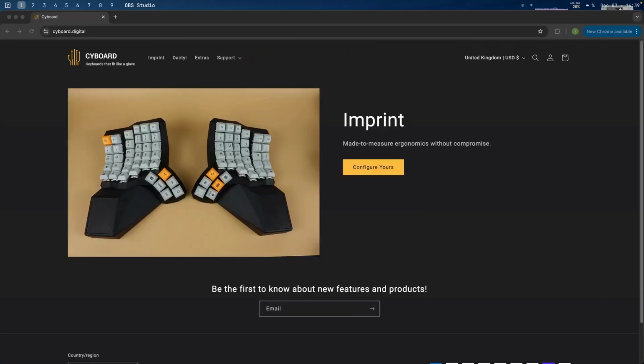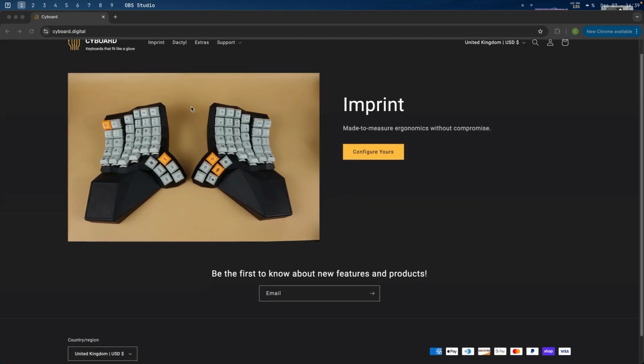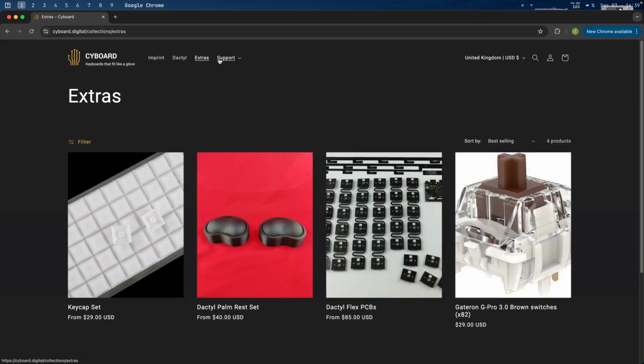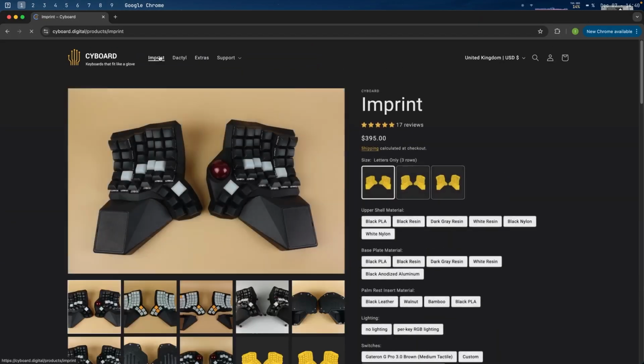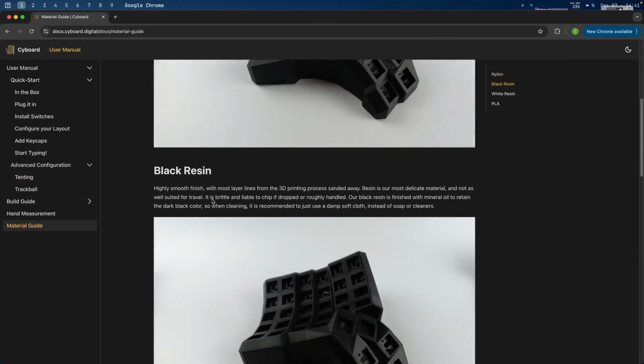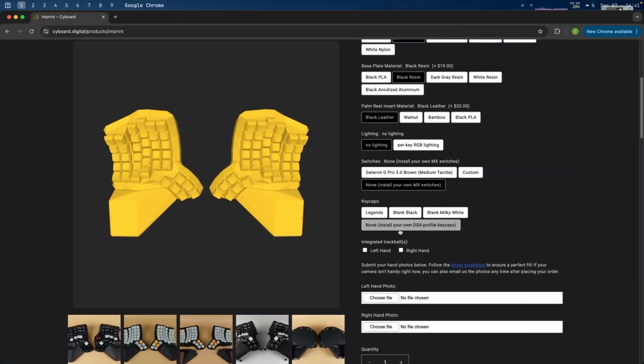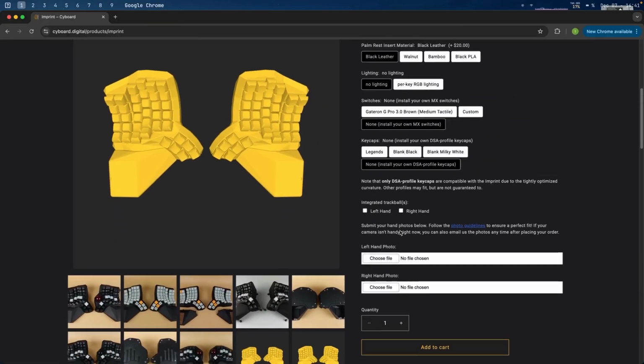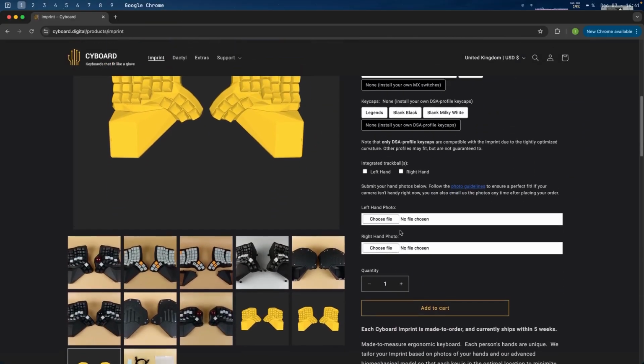So which keyboard did I get? I ended up going for a custom imprint keyboard from a company called Cyboard. Now, I bought this keyboard about a couple of years ago, and it seems like they've added a ton of options since then. The imprint keyboard is my personal favorite though, because it's 3D printed and will match your hand size and finger length. I think that's really important for me, because it reduces how much I have to extend my fingers in order to reach all the keys.